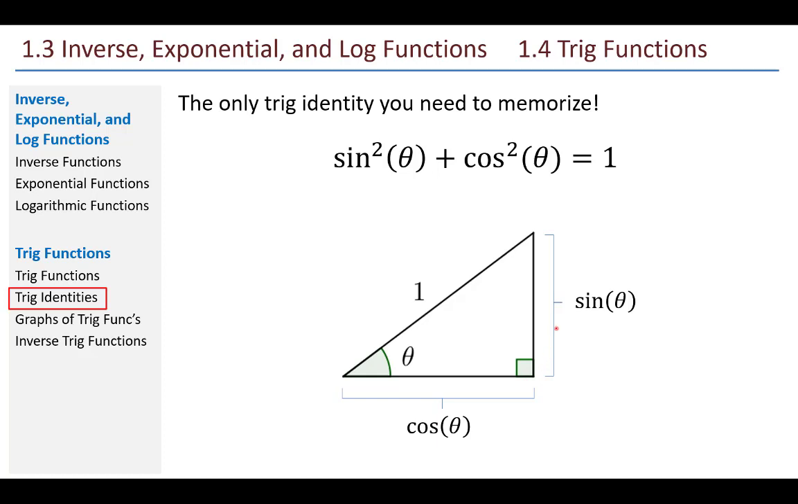So by the Pythagorean theorem, I know that the sine of theta squared, that's the square of one leg, plus cosine of theta squared, that's the length of the other leg, equals 1 squared. And that gives me exactly the identity. Notice that taking a whole sine function and squaring it is the same thing as sine squared of theta. It's just a different way of writing it. Okay.